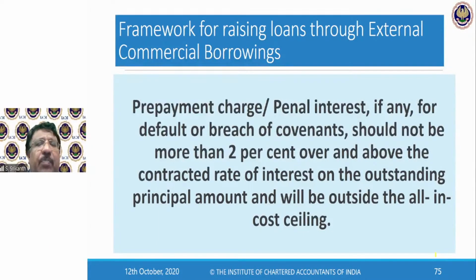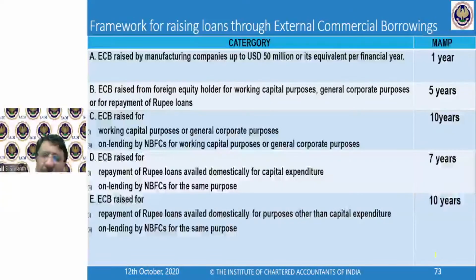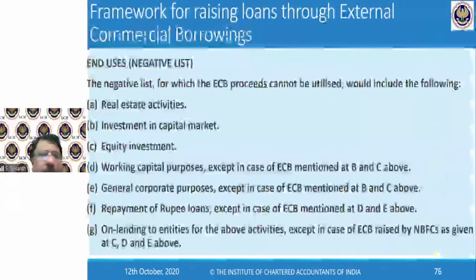Prepayment charge, penal interest, if any, for default or breach of covenant should not be more than 2%. That is, the prescribed amount cannot be more than 2% over and above the contracted rate of interest on the outstanding principal. So, if it is 3% plus 250 basis points, then another 2% you can have above that. Beyond that, you cannot. This all-in cost is also a very important and interesting point. You may want to remember it.